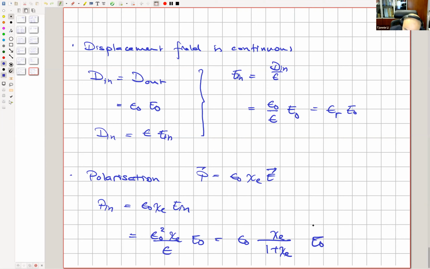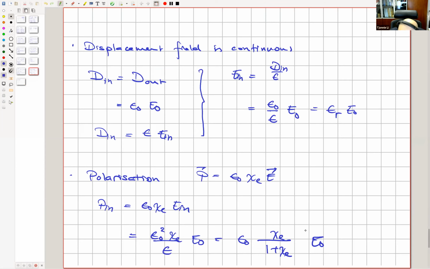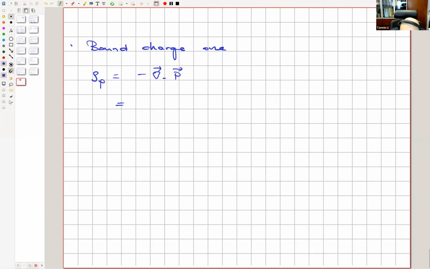Okay, and then finally, we can write the bound charges. The rho P is just the negative of the divergence of P. Okay, in this case, because P is uniform, it's uniform because E naught is uniform, so that is just 0. Okay, uniform.